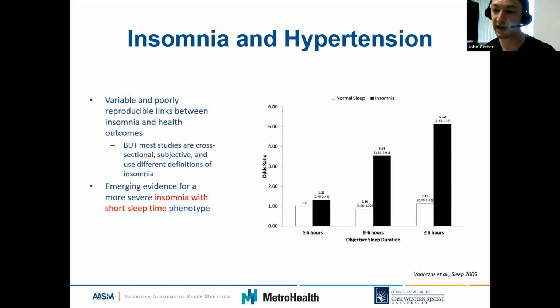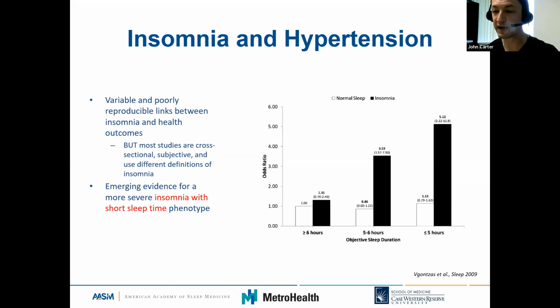When we begin to segment that out, those who are obtaining only 5 or 6 hours of sleep on average over the nights of testing, that's when the differentiation really becomes apparent. Folks who have insomnia and are sleeping fewer than 6 hours have an odds ratio of 3.5 compared to normal sleepers. Those who are sleeping fewer than 5 hours have an odds ratio of over 5 compared to normal sleepers. So this is very interesting for a number of reasons. One, this shows that there's a dose-response relationship within insomniacs that is not present in people without insomnia, even if they're not obtaining adequate sleep.